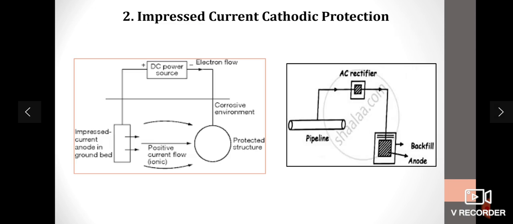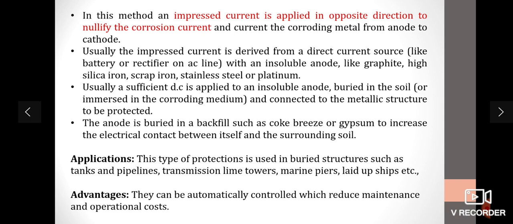And coming to the second type of cathodic protection method, that is impressed current cathodic protection method. Look at this picture. Pause this video. In this method, an impressed current is applied in the opposite direction to nullify the corrosion current.